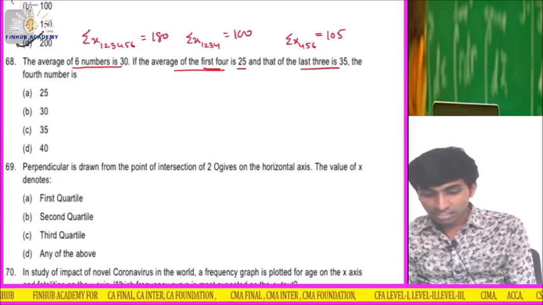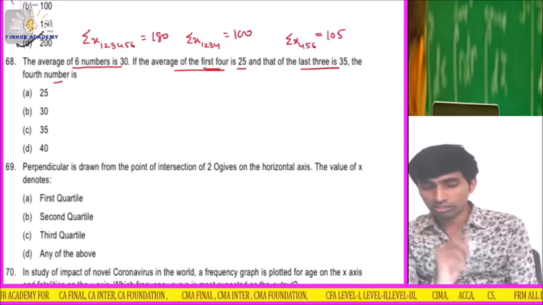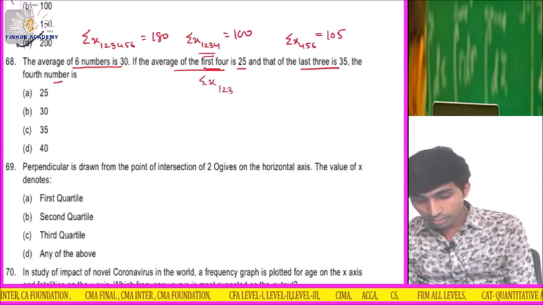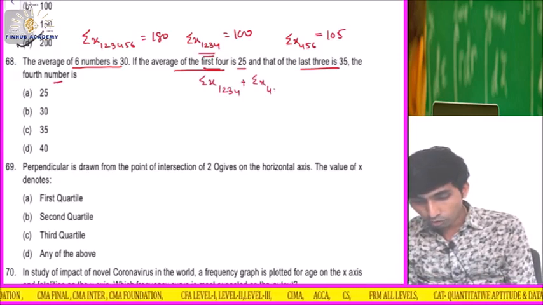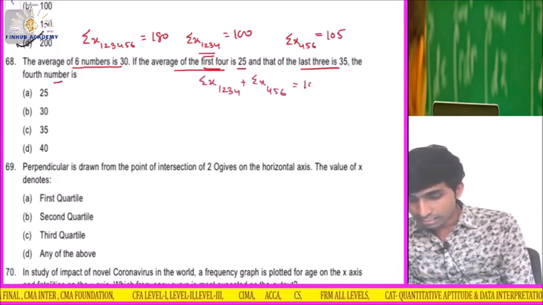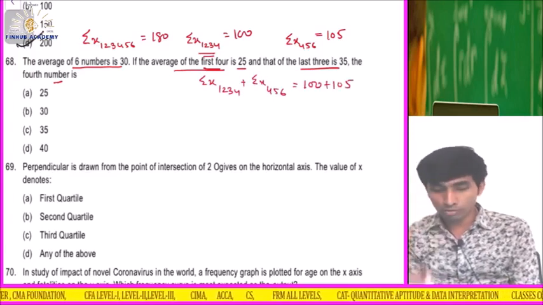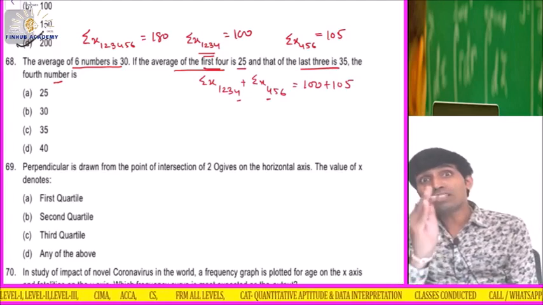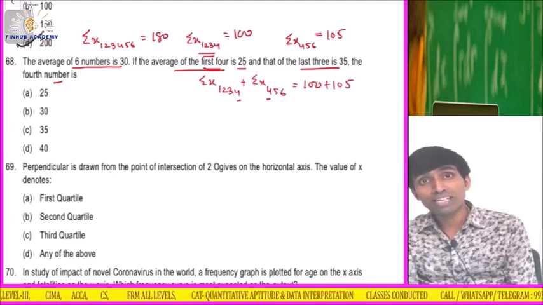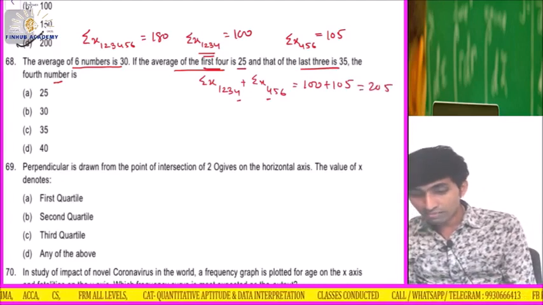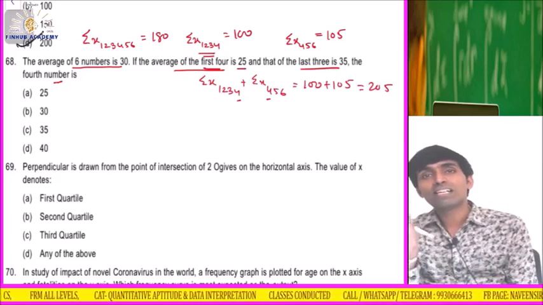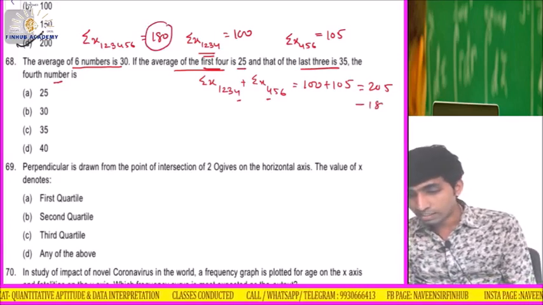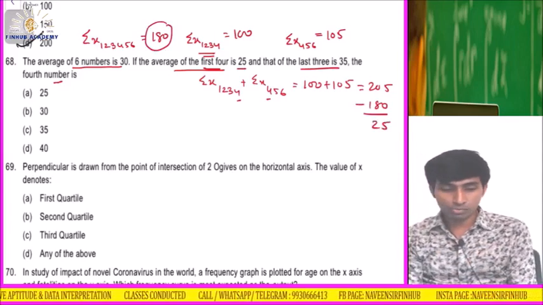Now understand. I want what? The fourth number. So listen. Here now, summation of x1 to x4 plus summation of x4 to x6, if I do this now, this is 100 plus 105. But what's the problem, you know? See, x4 is counted twice. So from this, if I remove total of x1 to x6, what is remaining from this 205? Only x4 is remaining. And I know that total of x1 to x6 is 180. So if I minus this, answer is what? 205 minus 180, answer is 25.